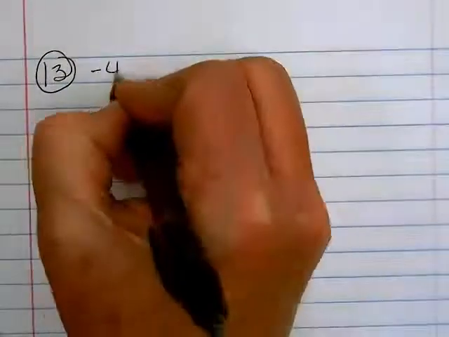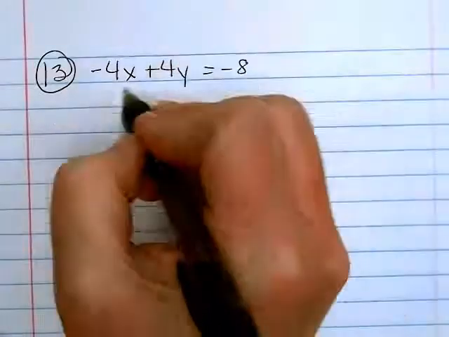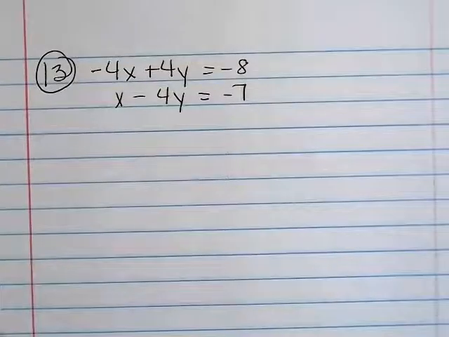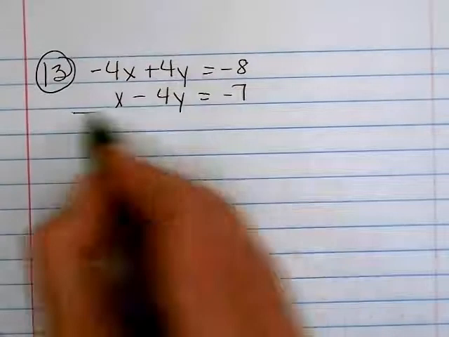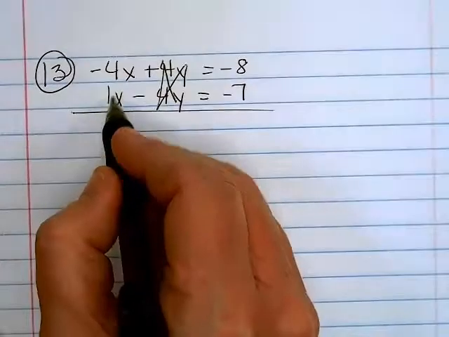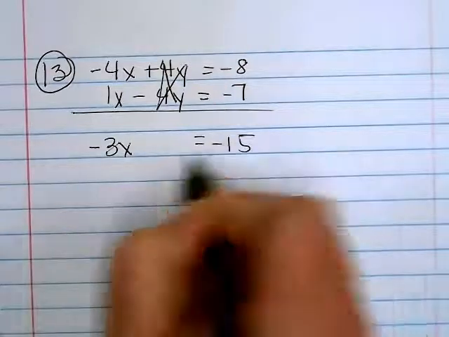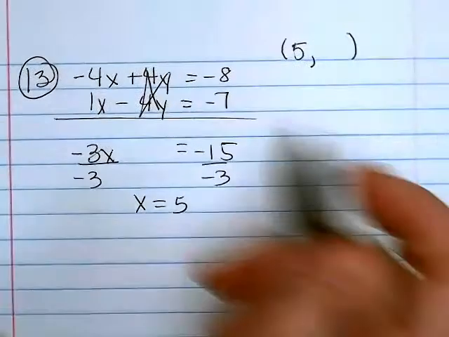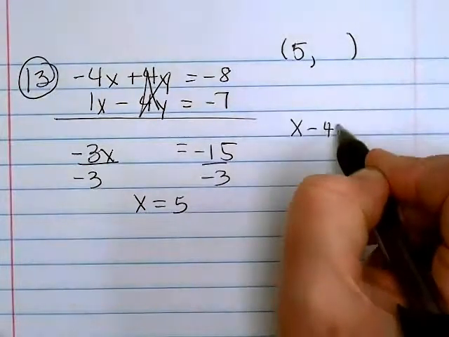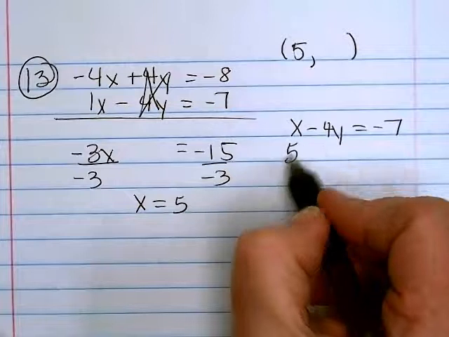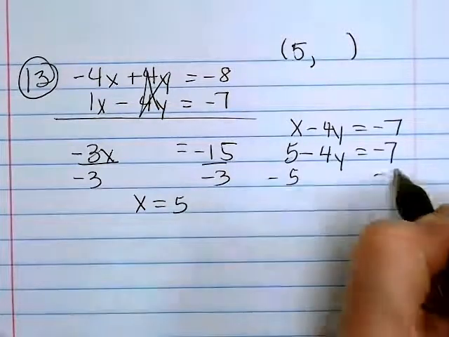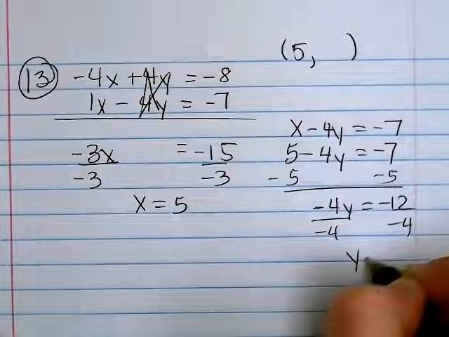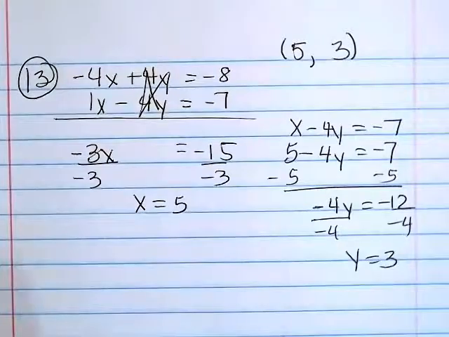13 asks you to use elimination to solve the system. Is it set up for something to eliminate right off the bat? Yes. So when we combine this, don't forget this is a 1 here. Negative 3x is negative 15. Divide by negative 3. X is 5. So now we use that. X minus 4y equals negative 7. And x is 5. Subtract the 5. Divide by negative 4. Y is 3. So on 13, the answer is 5, 3.